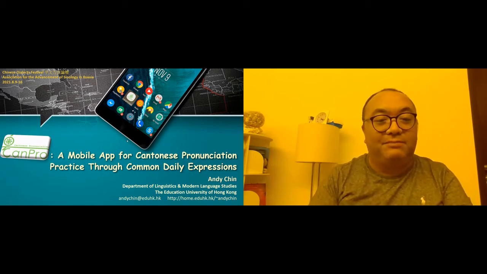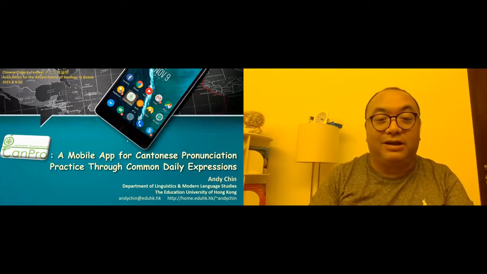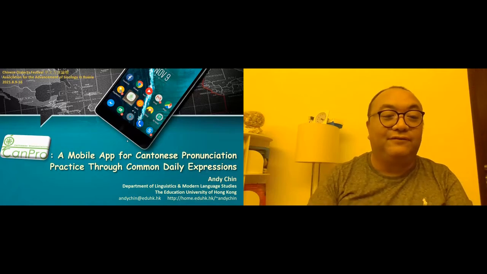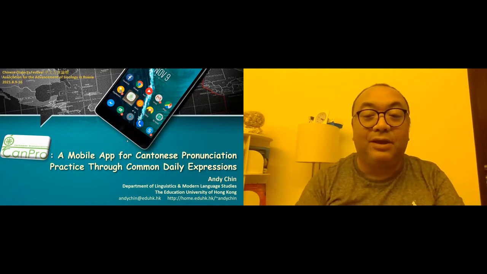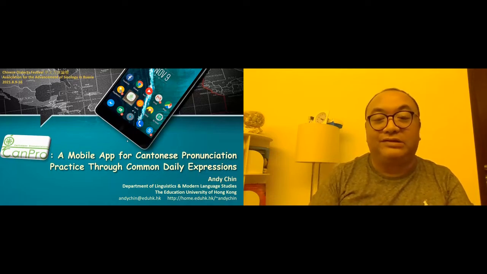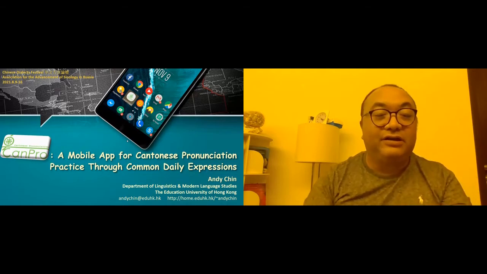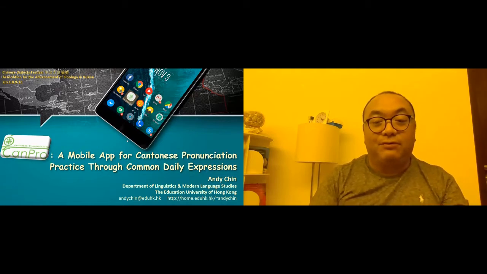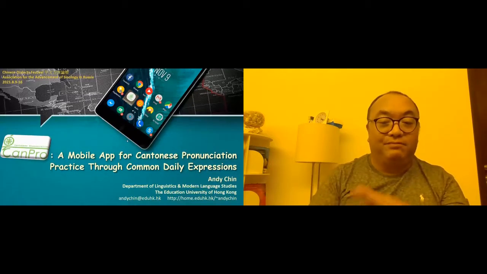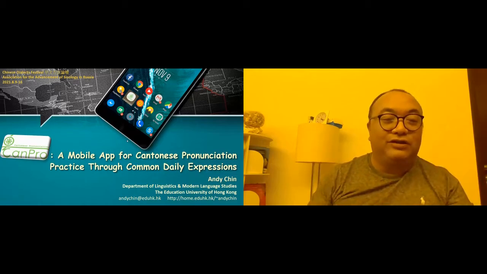As Alina mentioned, what I'm going to share with you is a mobile app that I recently developed, which is called CanPro, standing for Cantonese pronunciation. It is actually a very simple app for learners to practice Cantonese pronunciation through common daily expressions. Now, I'm going to give you some background or the rationales about the design of this app, and also how you can use this mobile app.